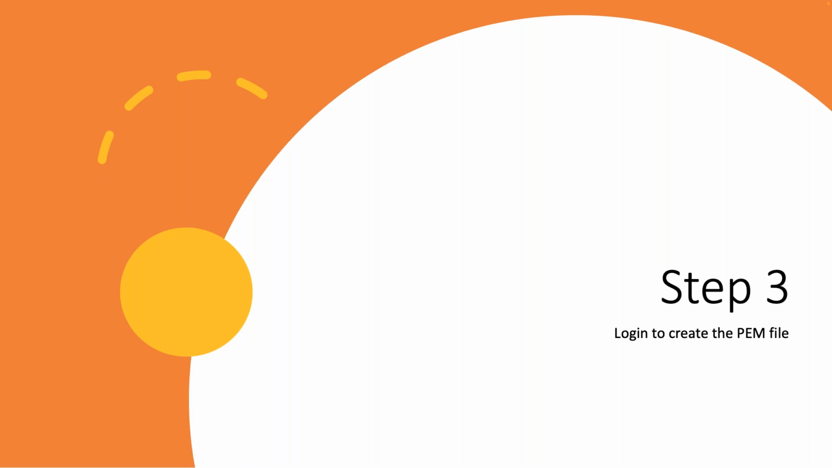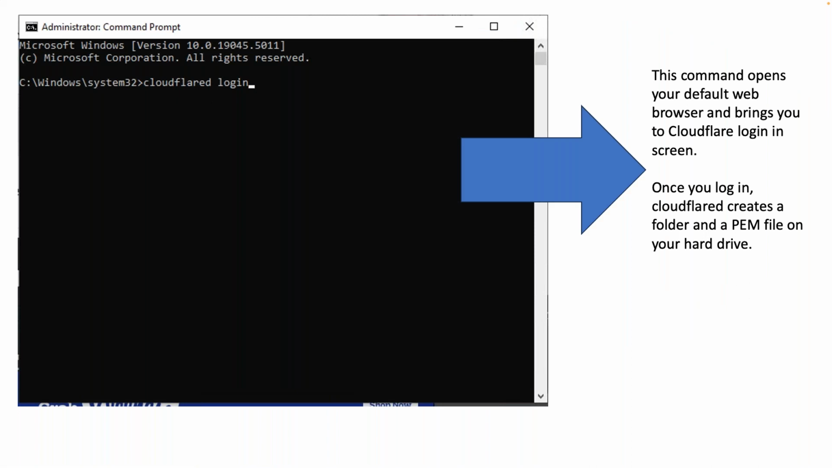The next thing we're going to do is log in, which is going to create a PEM file, which is a type of certificate file, so that we can set up a secure tunnel between the Cloudflare service and your server at home. To do that is just a single line. At that command prompt that you opened up, again, doesn't matter what directory you're in, just type in cloudflared space login. What that actually does is it will open up your default browser, and it'll bring you to the login page of Cloudflare.